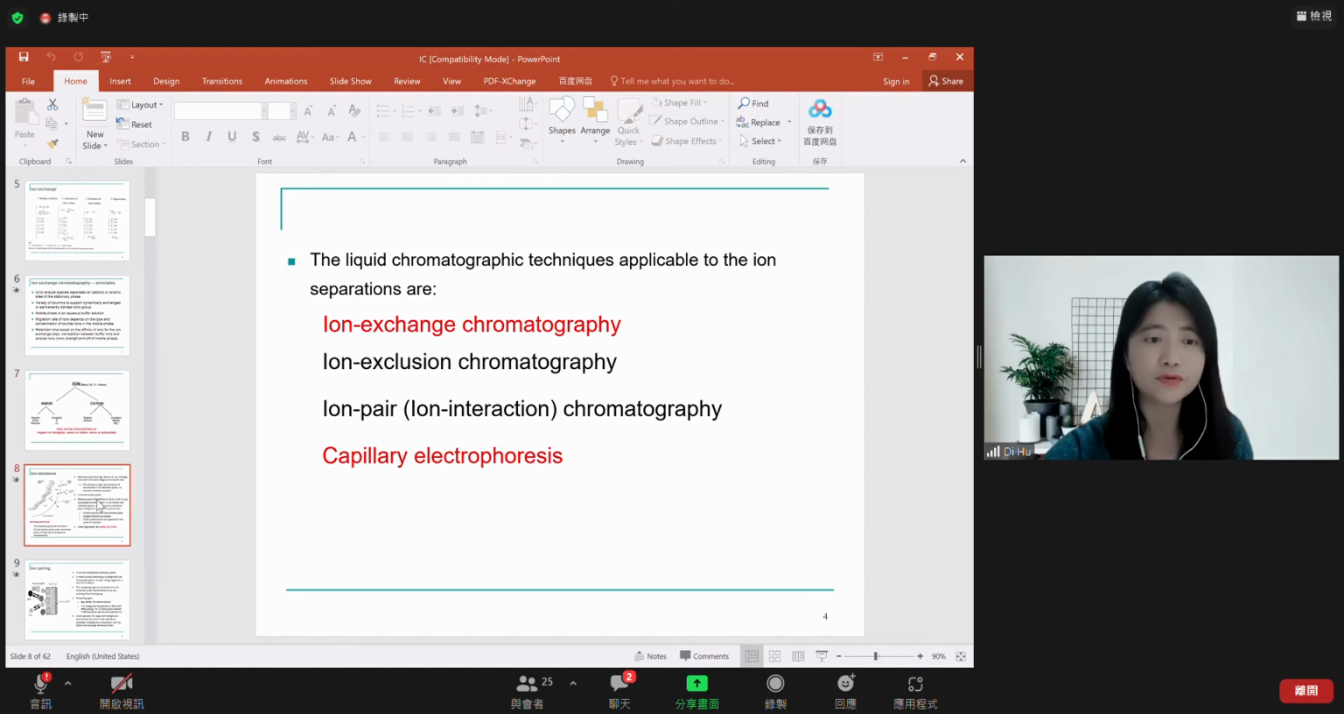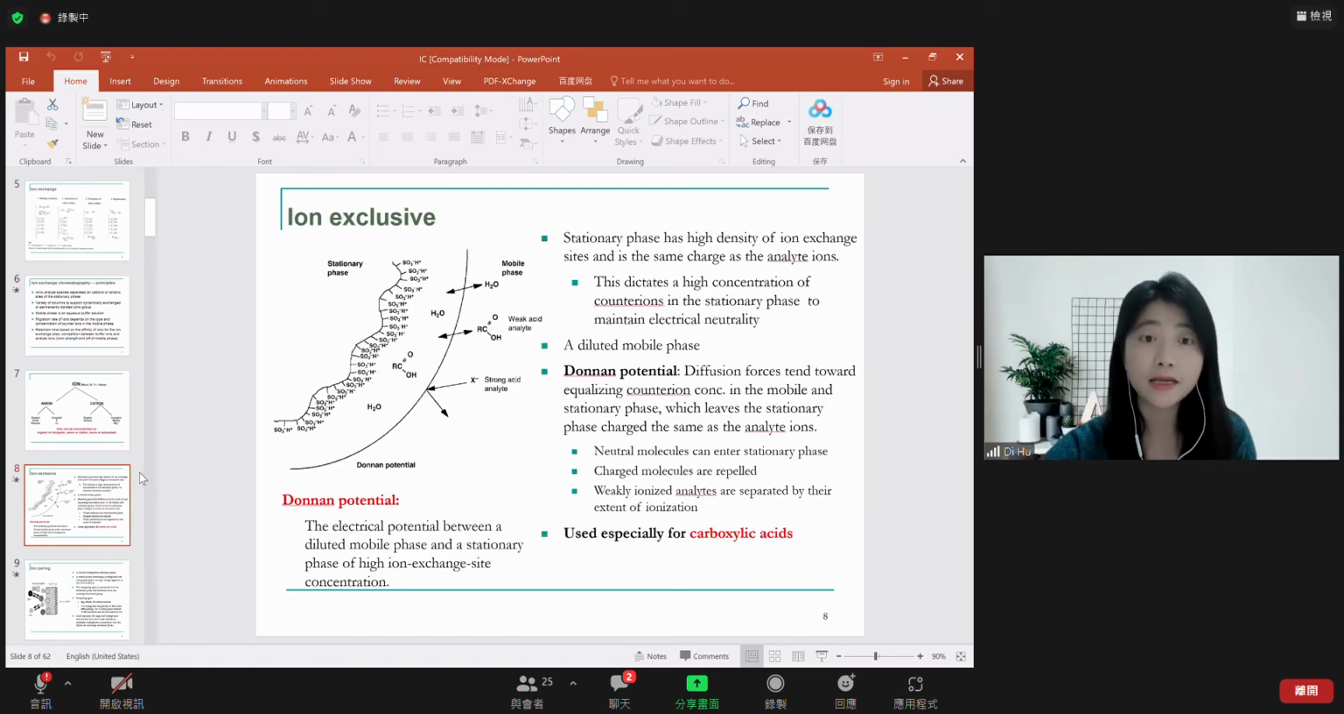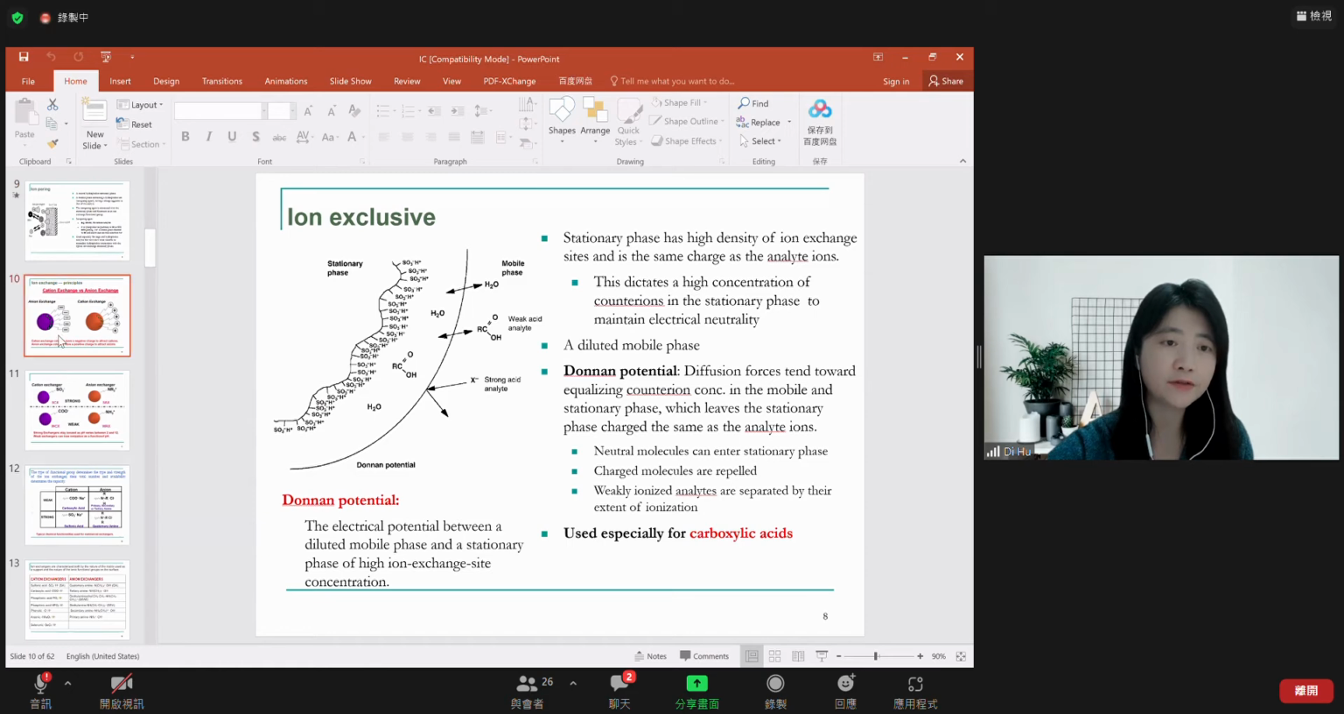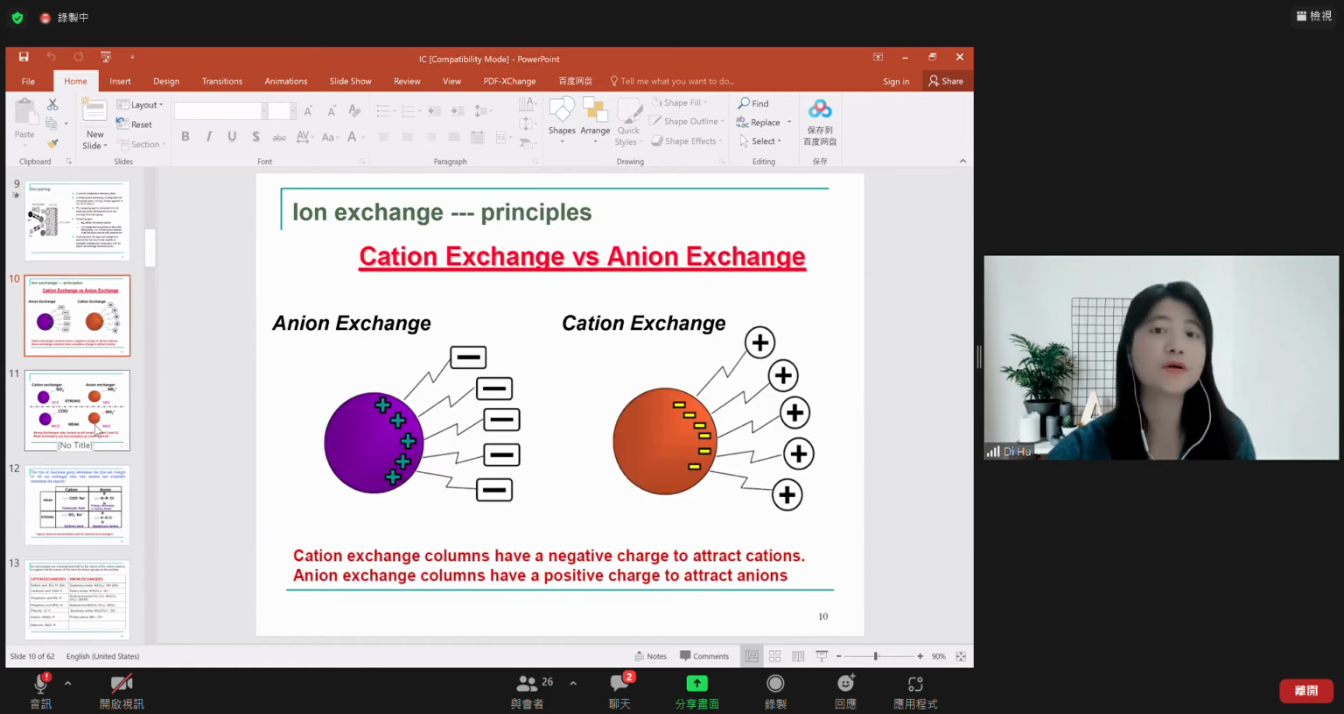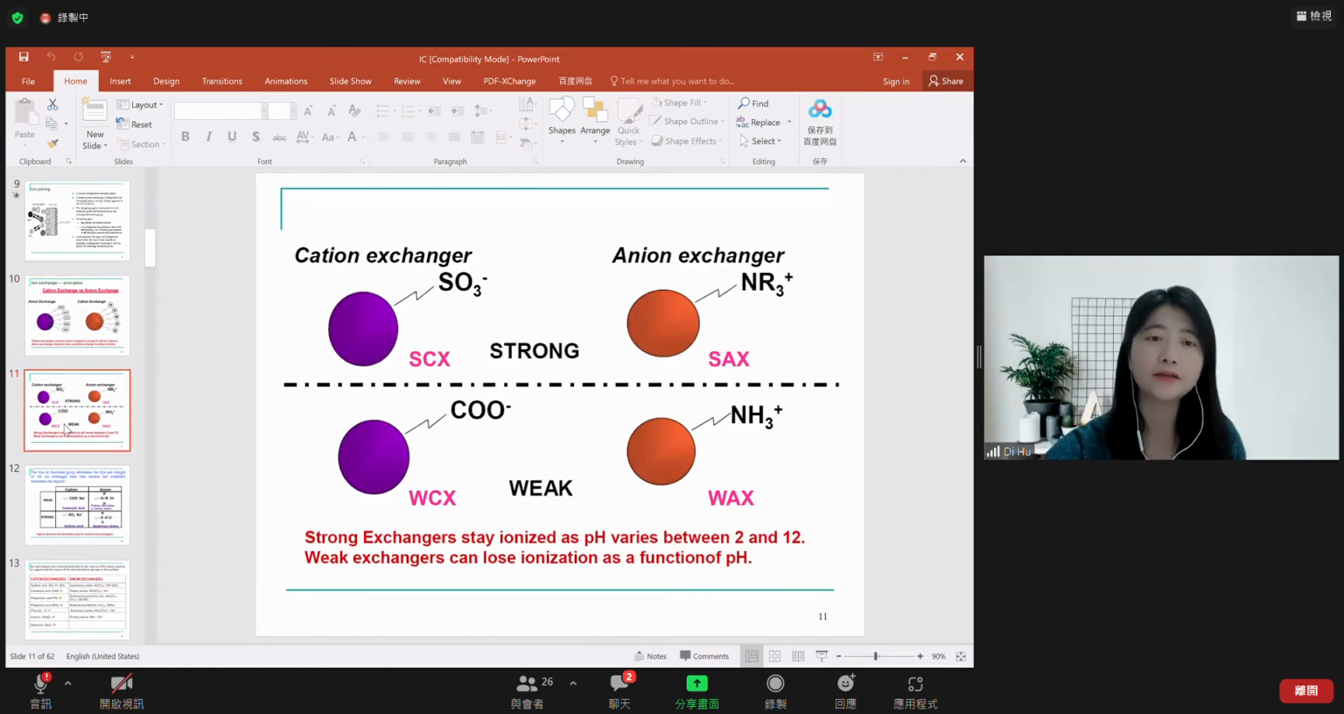So let's just quickly talk about what ion exclusion is. We see ion exclusion here, and the ions are repelled, for weak organic acids like carboxylic acid. For ion exchange, we talk about strong cation, strong anion, weak cation and weak anion. It really depends on the charge on the stationary phase and also the charge of the analyte ions.